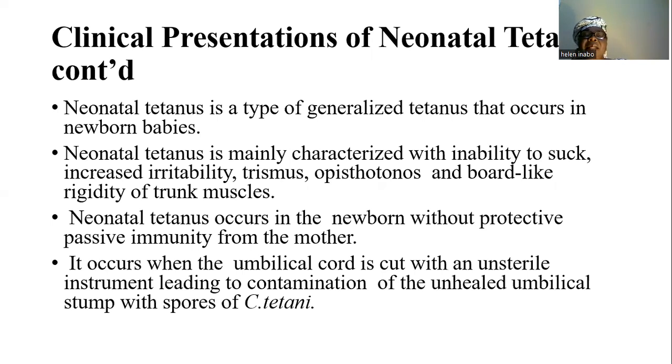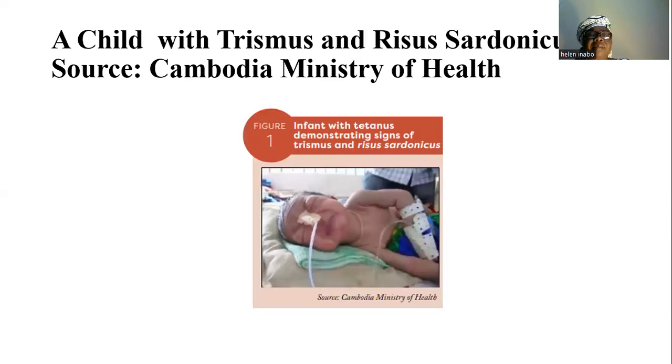Neonatal tetanus is characterized mainly with inability to suck, increased irritability, trismus, lockjaw, opisthotonus, and board-like rigidity of trunk muscles. Neonatal tetanus occurs in the newborn without protective passive immunity from the mother. It occurs when the umbilical cord is cut with an unsterile instrument, leading to contamination of the unhealed umbilical stump with spores of Clostridium tetani.